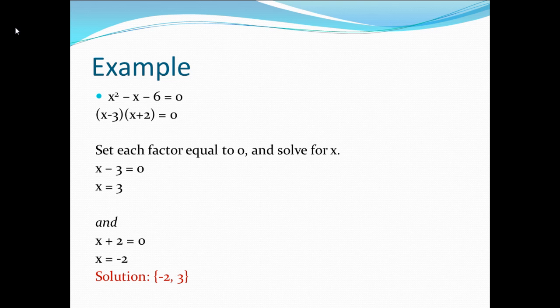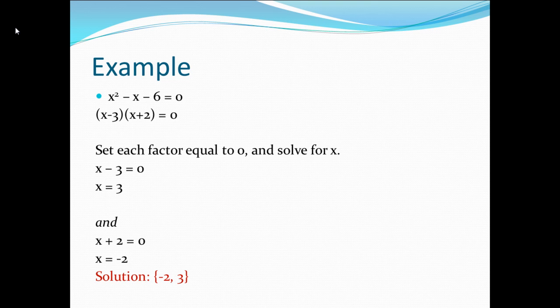The factors of 6 are 6 and 1 and 3 and 2. 6 and 1 have a difference of 5. 3 and 2 have a difference of 1. So we would want to use the factors 3 and 2. That will give us factors of x minus 3 times x plus 2 equal to 0.